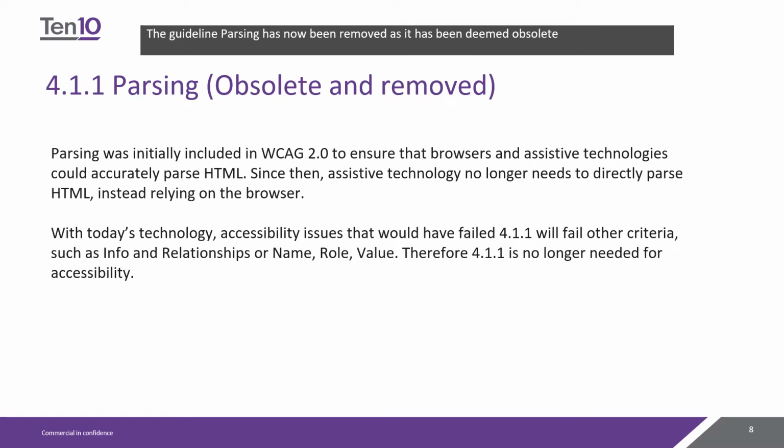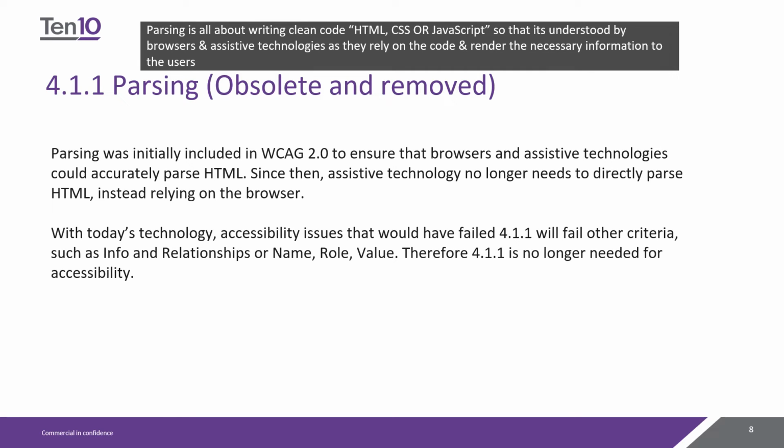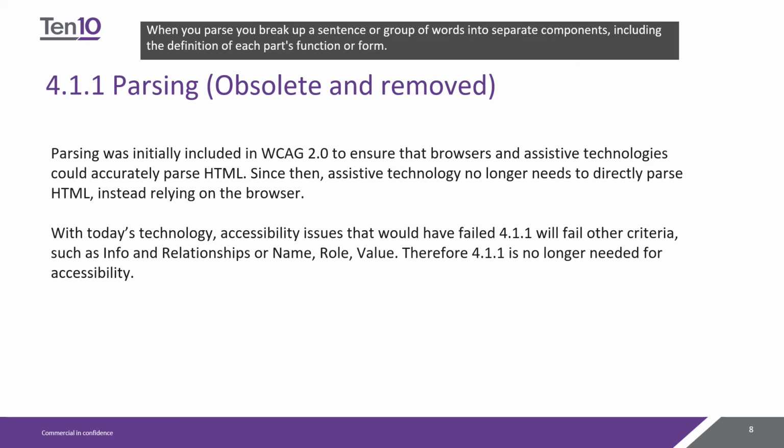This guideline, parsing, has now been removed. It has been deemed obsolete. So parsing is all about writing clean code, so HTML, CSS or JavaScript, so that it's understood by browsers and assistive technologies as they rely on that code and render the necessary information to the users. When you parse, you break up a sentence or group of words into separate components, including the definition of each part's function or form.